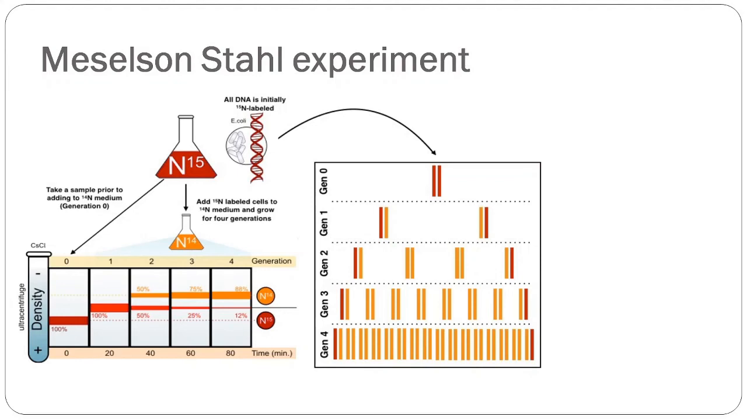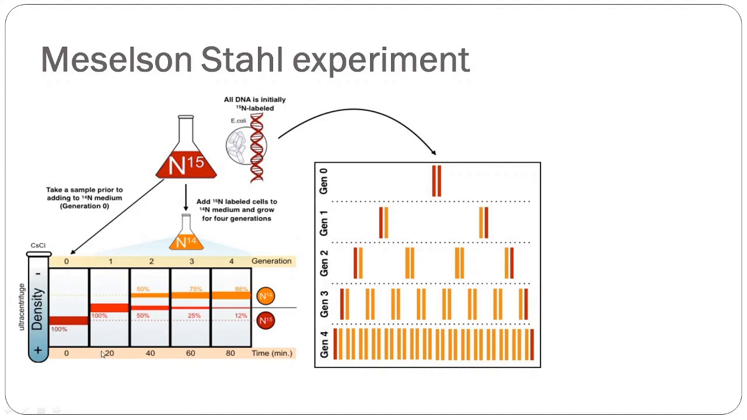And by one mechanism, that is density gradient centrifugation using cesium chloride, they proved that DNA replication is by the semi-conservative model. You can see in generation 0, by the density gradient medium, 100% N15, the heavy nitrogen, was present. So the band was at the bottom. But in generation 1, this is a hybrid because N15 is present and N14 is present. So the band was in between N14 and N15.